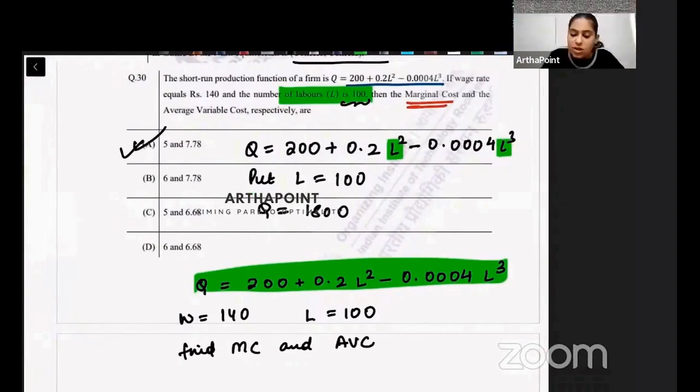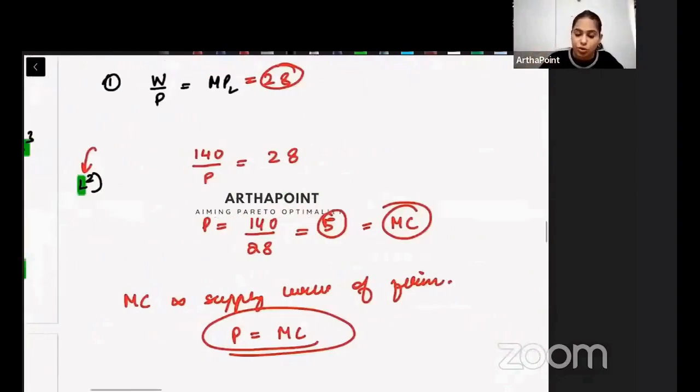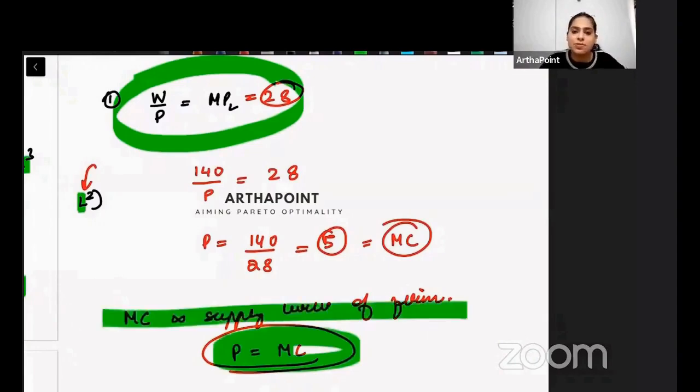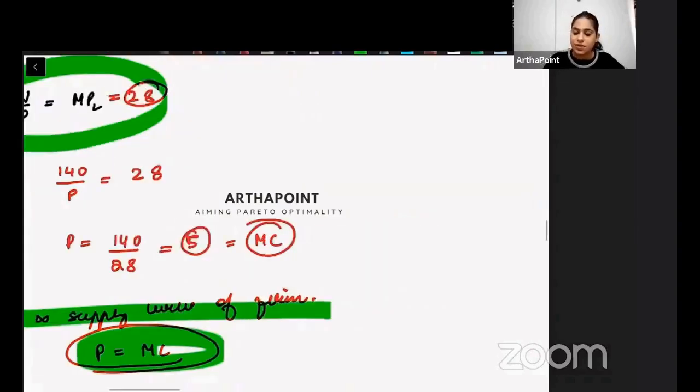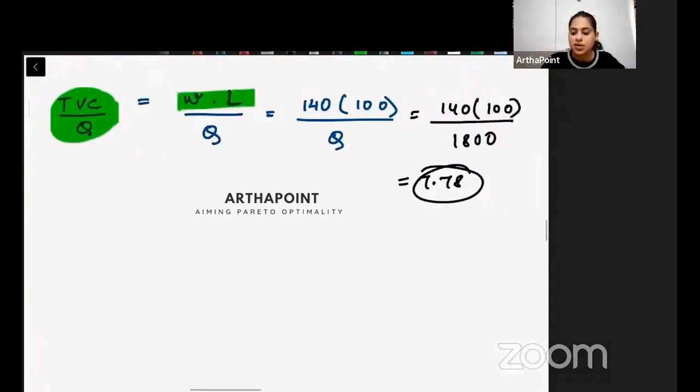So you see, the question is very, very simple. The question is just asking me about MC and AVC. But again, they are testing more of your logic. Do you remember this formula? Do you remember that the real wage is equal to the marginal productivity? Each labor is paid according to his marginal product. Do you remember that MC is the supply curve of the firm? So I can equate P equal to MC. Do you remember that AVC is TVC by Q and TVC is the cost incurred on your variable input?